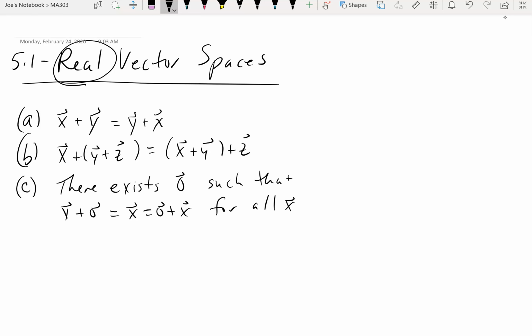So in order to be a 0 vector, I have to be able to have the same vector work for all vectors. When I take that 0 vector and add it to anything, I get that same thing back again. It's the additive identity. Now, just because we use the symbol 0 does not necessarily mean that the 0 vector will be 0. The 0 vector depends on how the addition is defined.